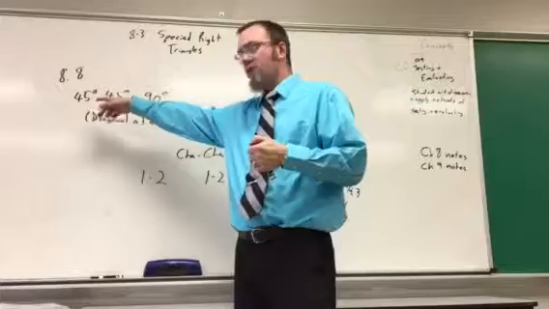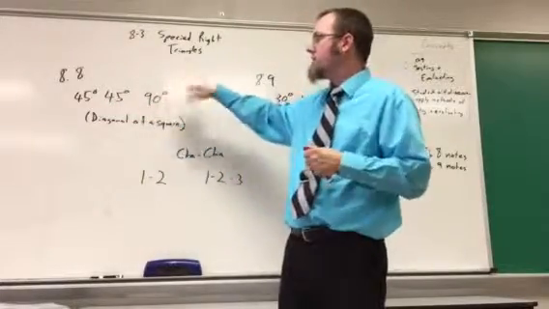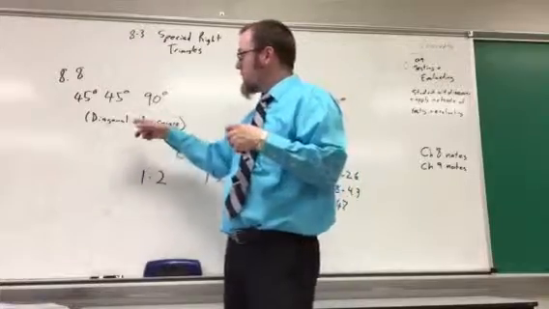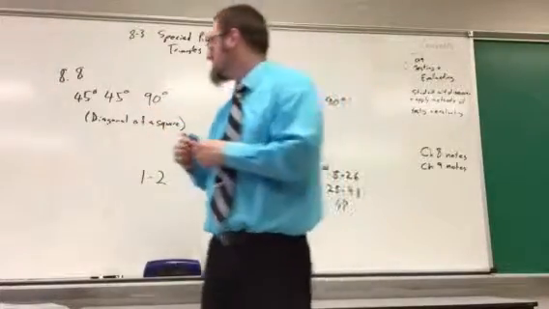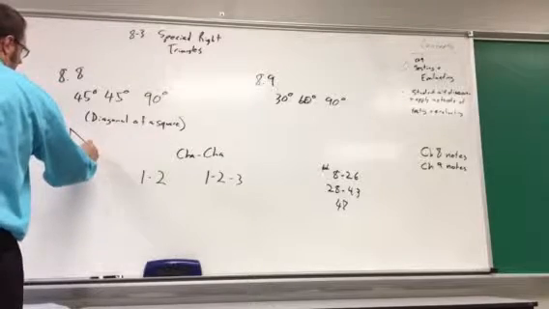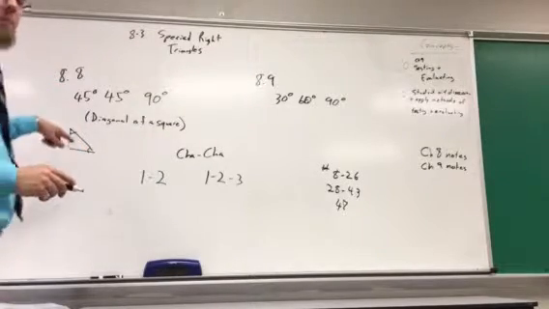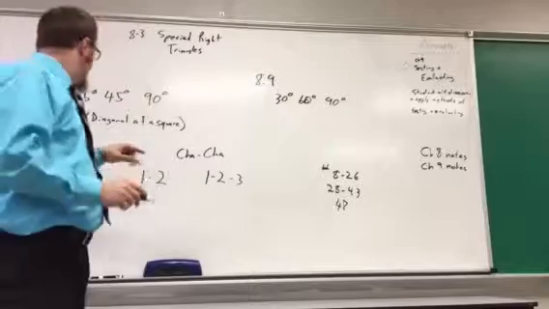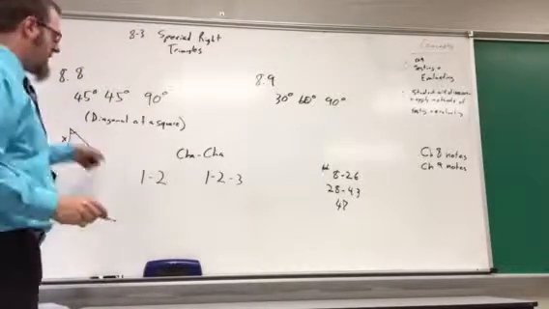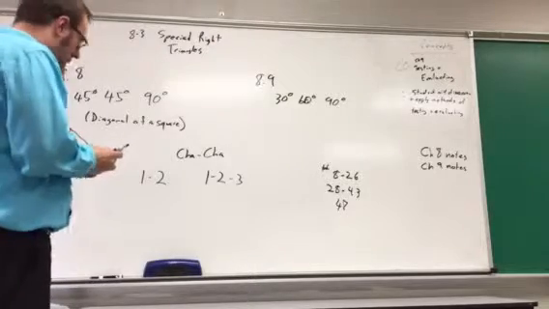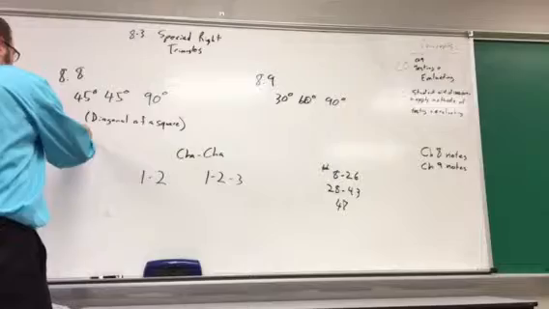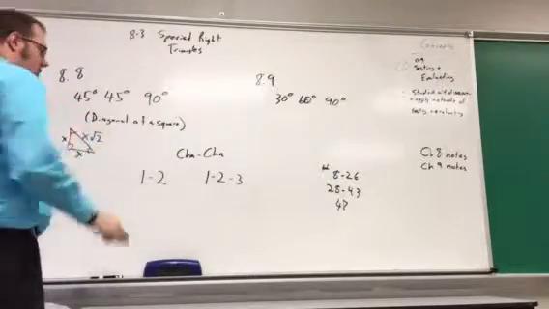The first of these is 8.8. It's the 45-45-90 right triangle. If you're doing work, this is the diagonal of the square. So what we have here is an isosceles triangle. Because these two angles are 45, these two sides are both the same, so I'm just going to label them as x. And then this hypotenuse here, opposite my 90-degree angle, is going to be x times the square root of 2.